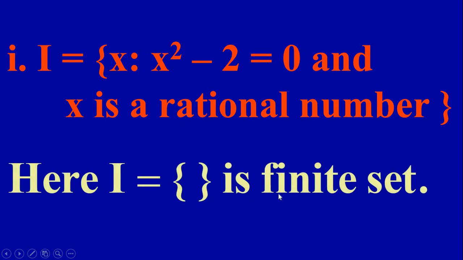But the empty set is also a finite set. Now here the question is, you have to find whether it is finite or infinite. Now here I, the empty set, is also a finite set. So don't write here I equal to plus or minus root 2. It is not a rational number, they are irrational numbers. So here I is the empty set. Therefore I is a finite set.